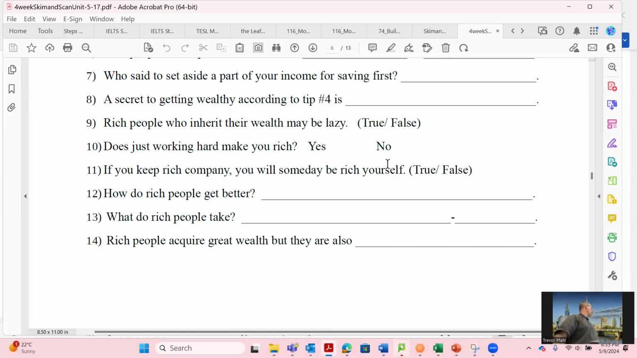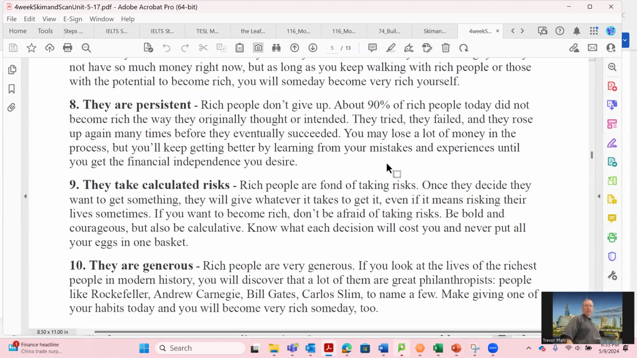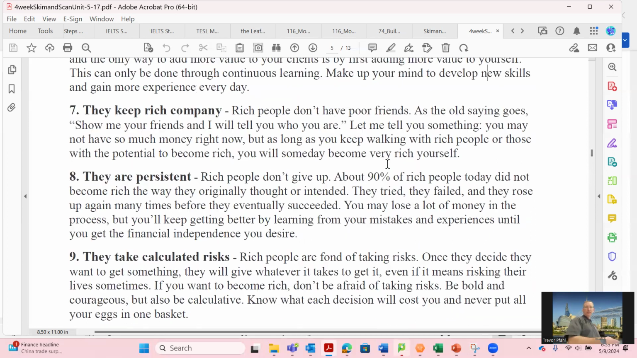If you keep rich company, you will someday be rich yourself. This is a tricky one. Okay, but if you look at number 7, rich people don't have a good practice. But if we look at this, it's like, oh, but in regular life, it can be. Okay, yeah, which is true.